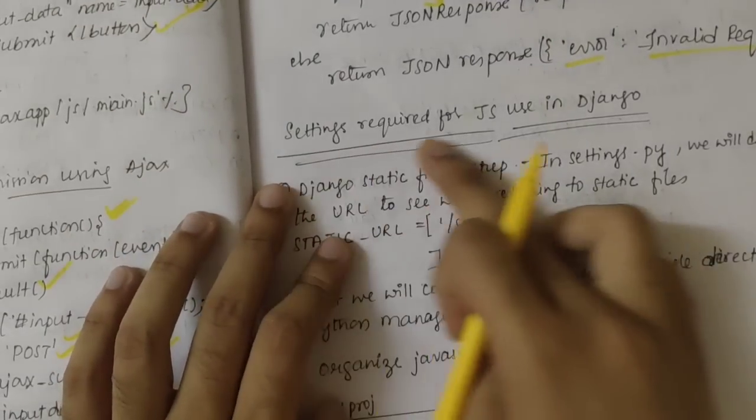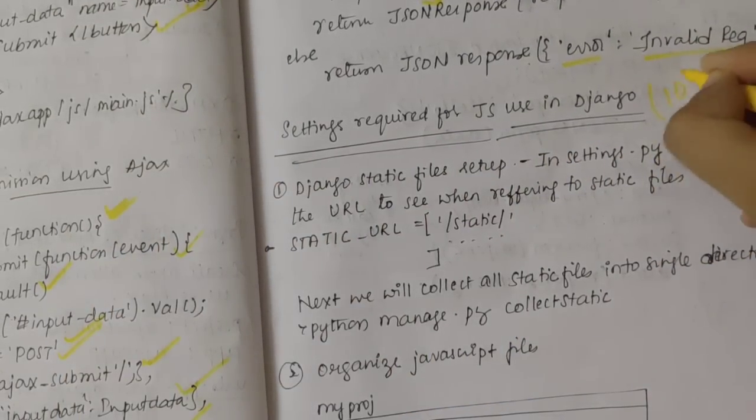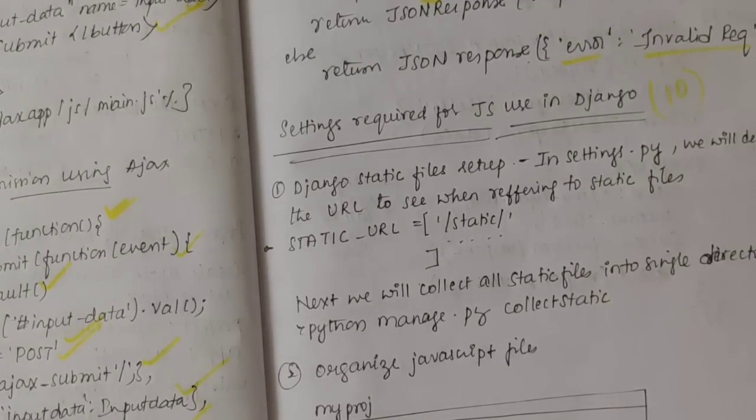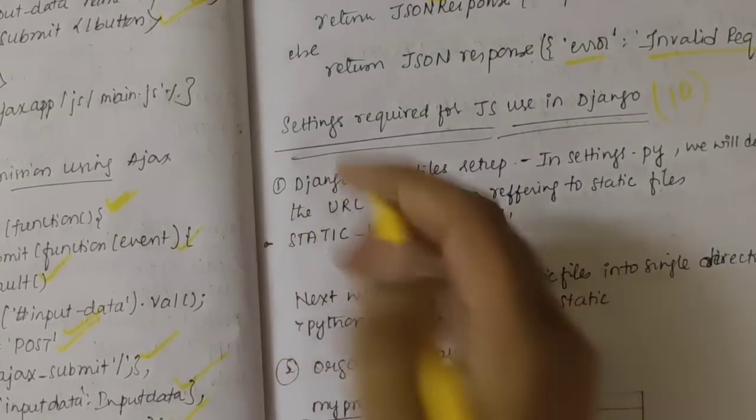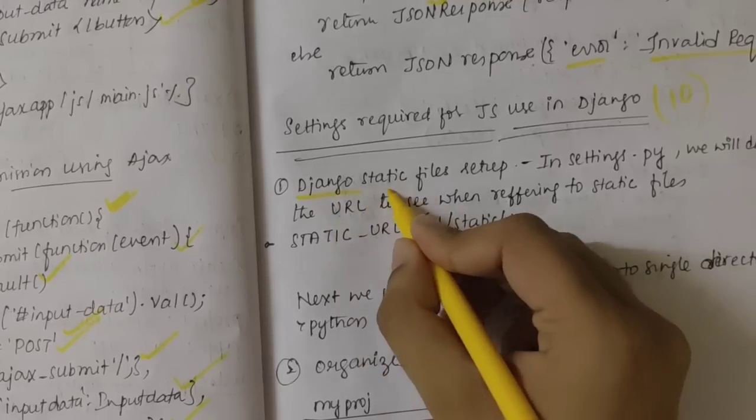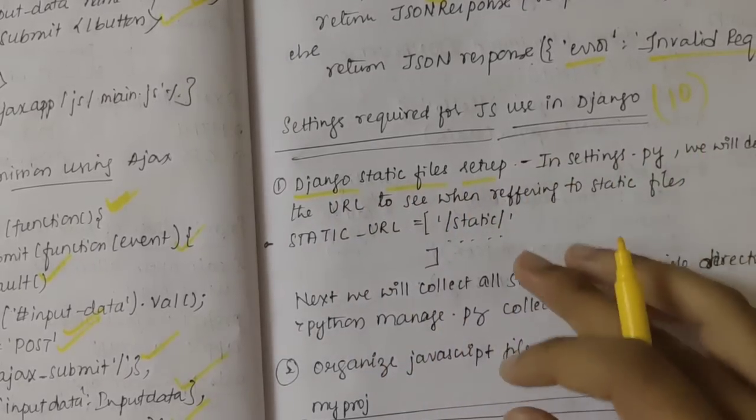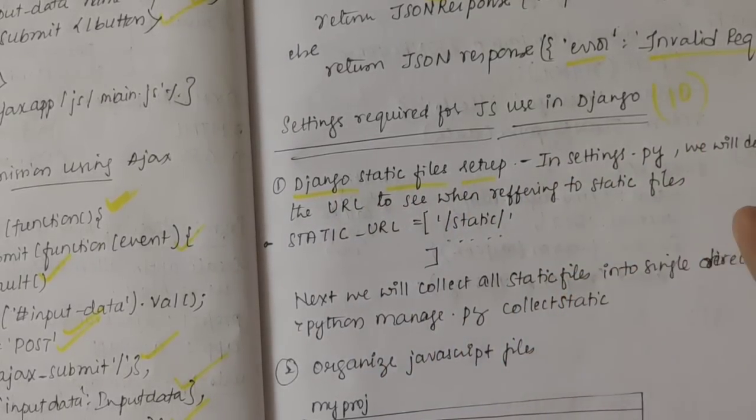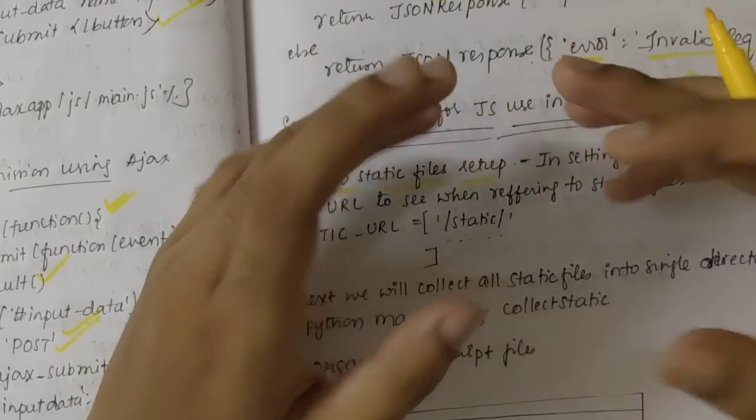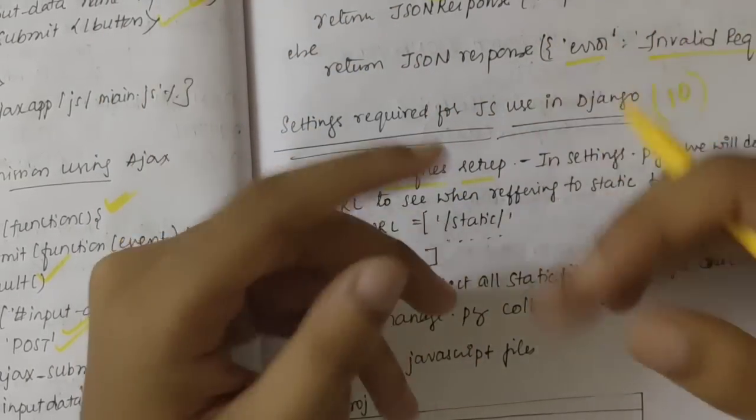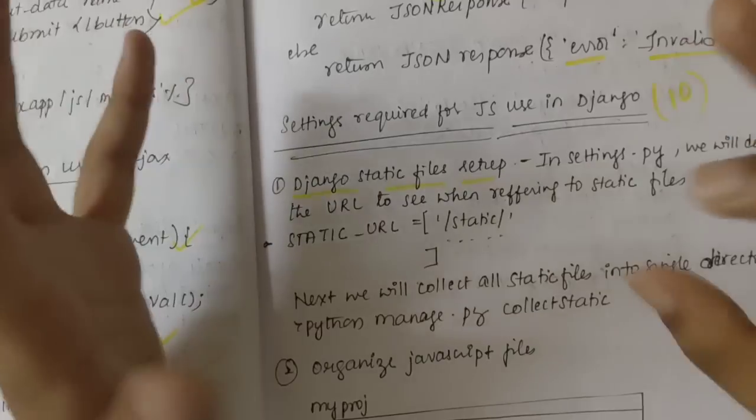Moving on further, we have settings required for JavaScript use in Django. We have discussed what JavaScript is and what the benefits of JavaScript are. Further, looking into the steps required for JS use in Django, the first step is to make sure that the Django static files are set up. Django static files are those files which store the static details, like CSS, JavaScript, or images or videos.